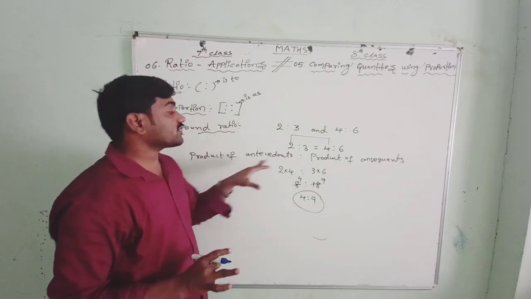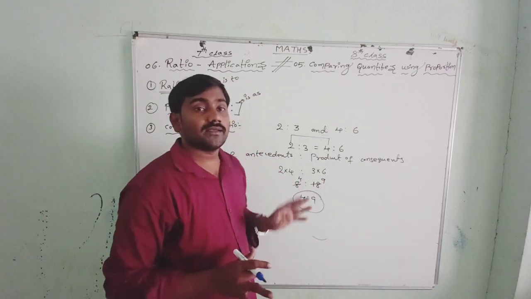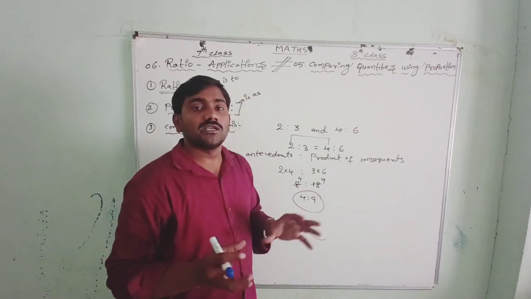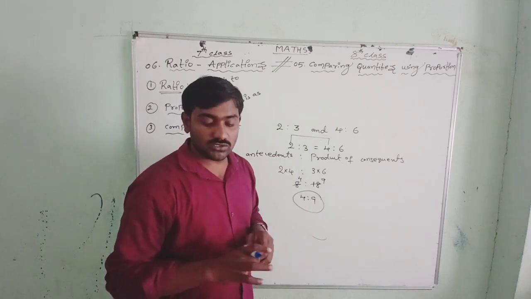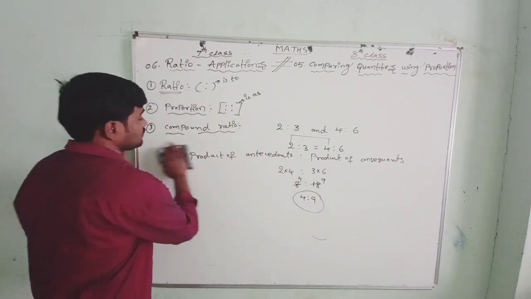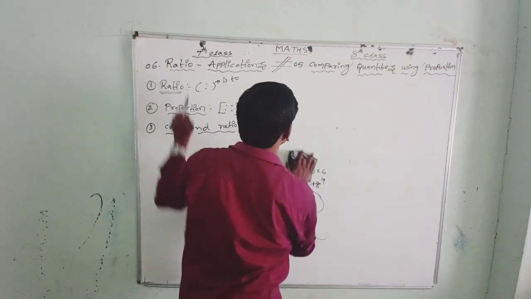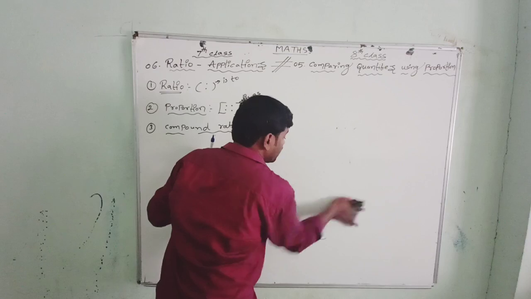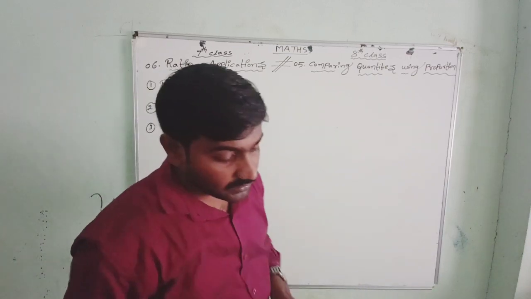Simply, the product of antecedents is to product of consequents is known as compound ratio. The same, simplifying two ratios into one ratio is known as a compound ratio. We have to remember all these concepts. These concepts will help us solve these two chapters clearly without having any kind of doubt.